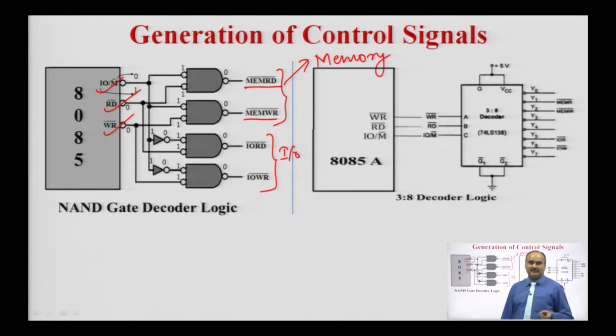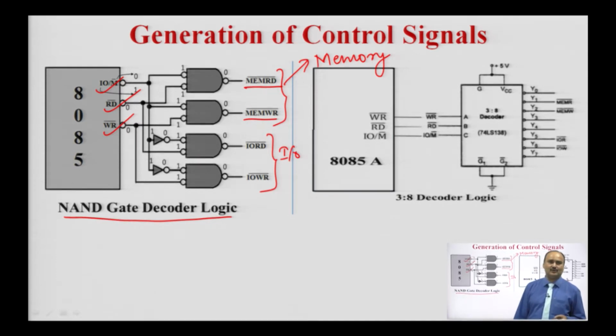in microprocessor we generally use two decoder techniques. One is the NAND gate decoder technique, in which NAND gate is used as a decoder to decode the signals, that is input output or memory, read bar and write bar control signal, to generate memory read, memory write, input output read and input output write control signal. The other technique which is commonly used is the 3:8 decoder. In this technique we use 3:8 decoder circuitry, which is the IC 74LS138.